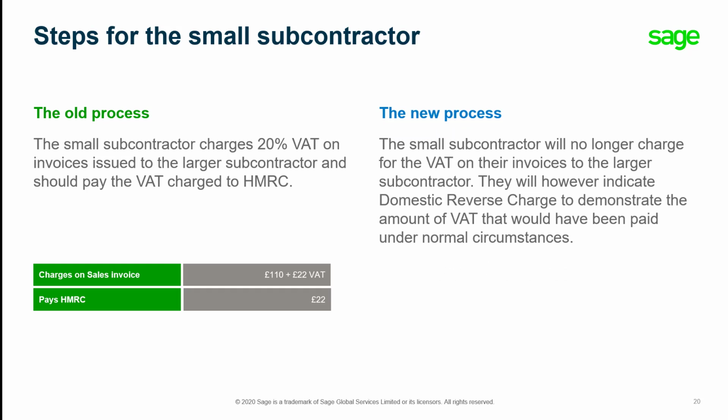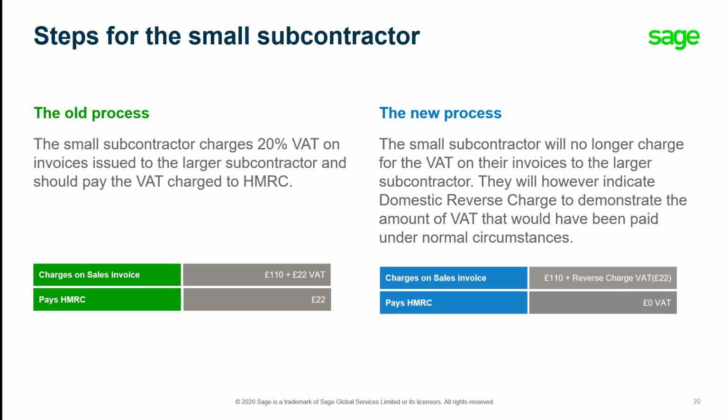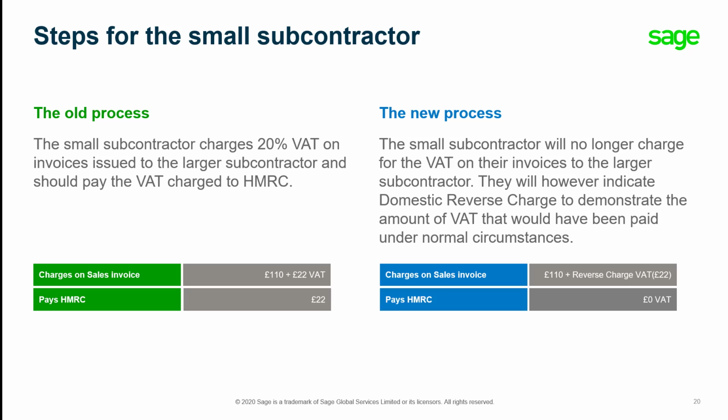Under domestic reverse charge, the customer invoice will need to show clearly that domestic reverse charge applies and show how much VAT would have been paid under normal circumstances, but it's not to be added to the total of the invoice. This means that the small subcontractor is no longer paying VAT to HMRC, they are transferring that liability on to their customer. In this case, that is the larger subcontractor.